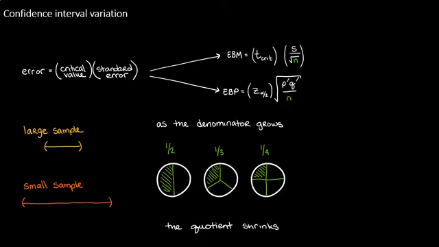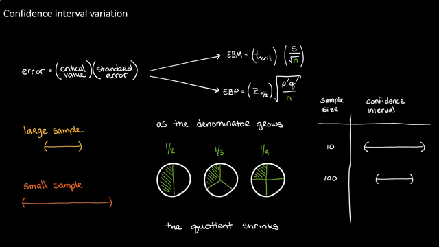So if n, the sample size, gets larger, the quotient would get smaller. So the error would get smaller, therefore it would shrink our interval. So as we see the sample size get smaller, the interval gets longer, and as we see the sample size get larger, the interval gets smaller. This is an inverse relationship.